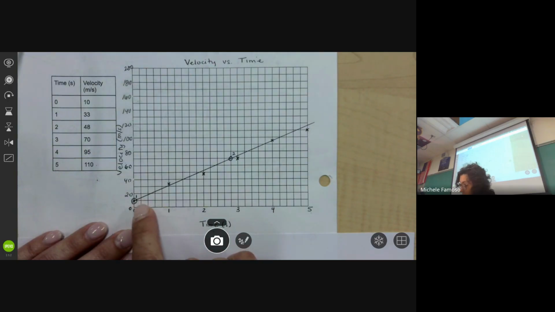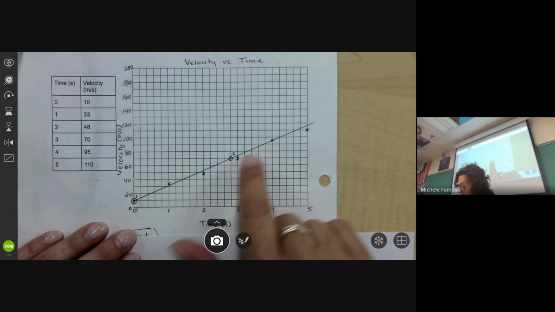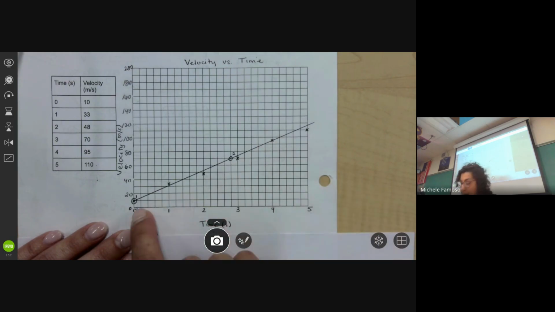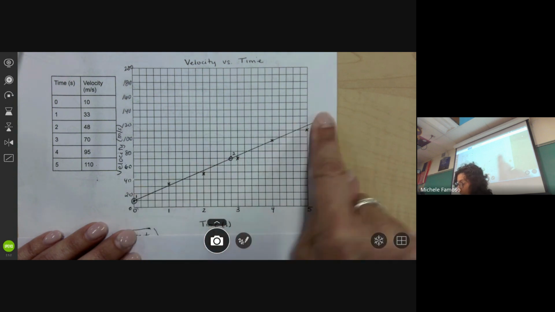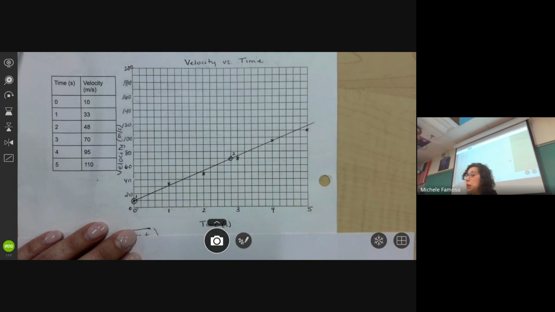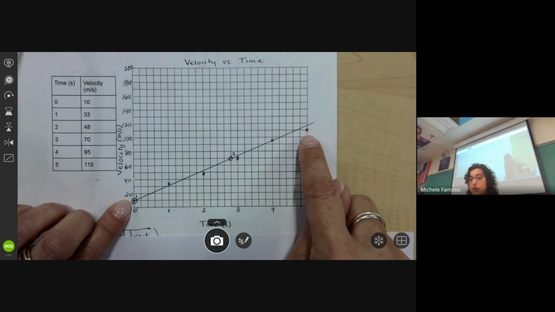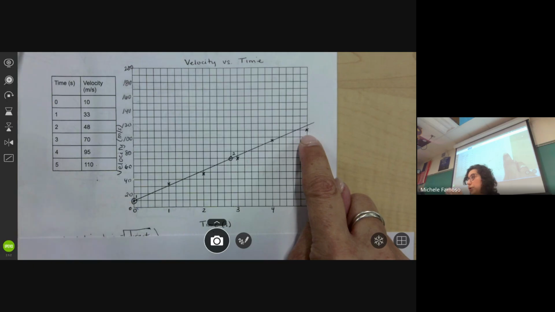Then I plotted my data points, 1, 2, 3, 4, 5, 6 of them. I then drew a nice best fit diagonal line that is linear. I don't see any kind of curving happening here. Notice I've got points above it and below it. All right, that's best fit. We do not connect the start and end point. That does not mean best fit. You have to try to figure out where is the middle of all that data.